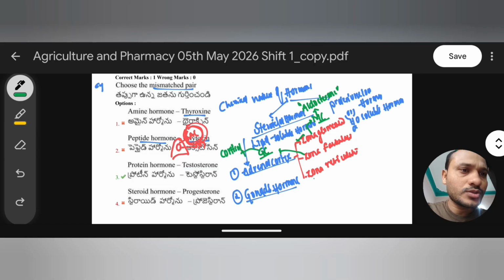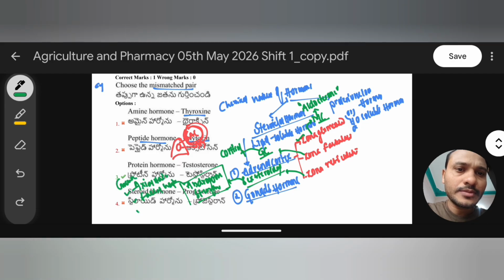Now coming to zona reticularis, which produces sex steroid hormones. The main sex steroid hormones are androgenic steroid hormones. Do you know that these androgenic steroid hormones help in the growth of axillary hair, facial hair and pubic hair during puberty?